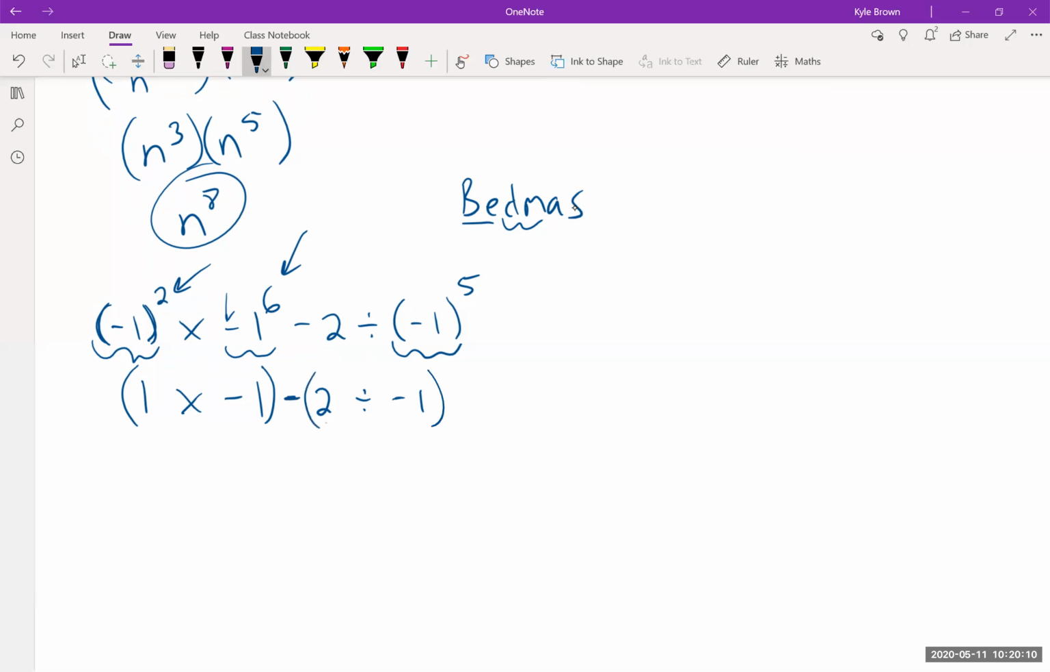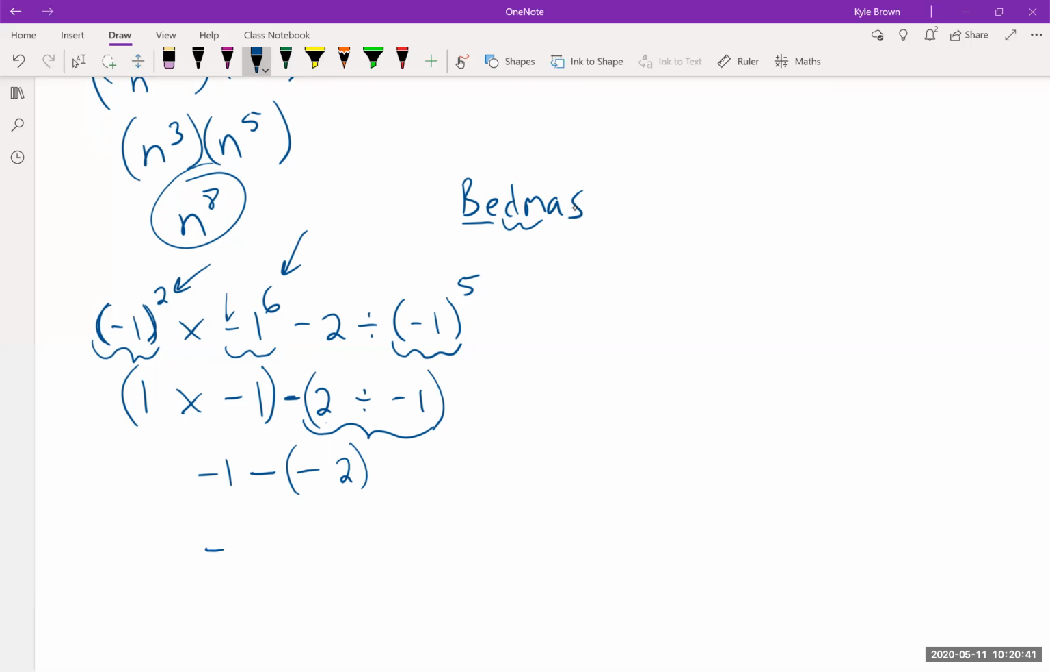So that's in brackets there, 2 divided by -1. I just put the brackets there to make it a little bit clearer for me when I'm doing it here. Okay, so 1 times -1, that's going to be just -1, a positive times a negative. And then minus 2 divided by -1, that is -2. Again, I'm going to put a bracket there just so it makes more sense to me. All right, we're getting there.